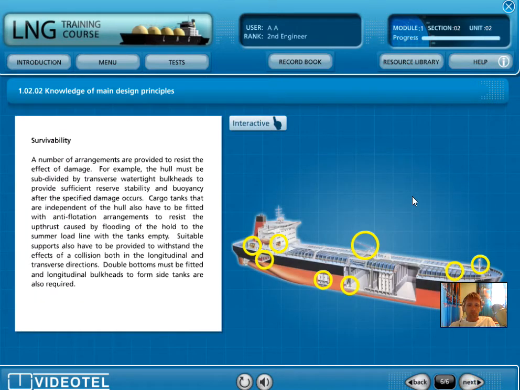Survivability. A number of arrangements are provided to resist the effect of damage. For example, the hull must be subdivided by transverse watertight bulkheads to provide sufficient reserve stability and buoyancy after the specified damage occurs. Cargo tanks that are independent of the hull also have to be fitted with anti-flotation arrangements to resist the upthrust caused by flooding of the hold to the summer load line with the tanks empty. Suitable supports also have to be provided to withstand the effects of a collision both in the longitudinal and transverse directions.